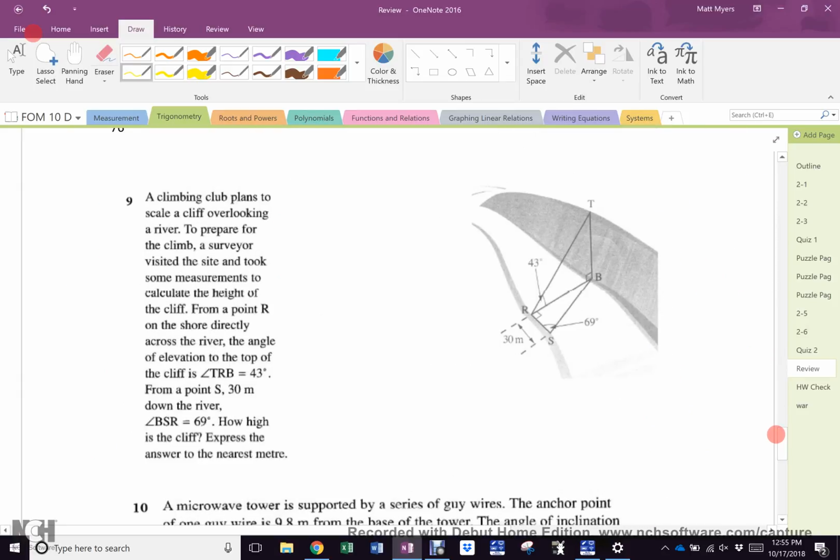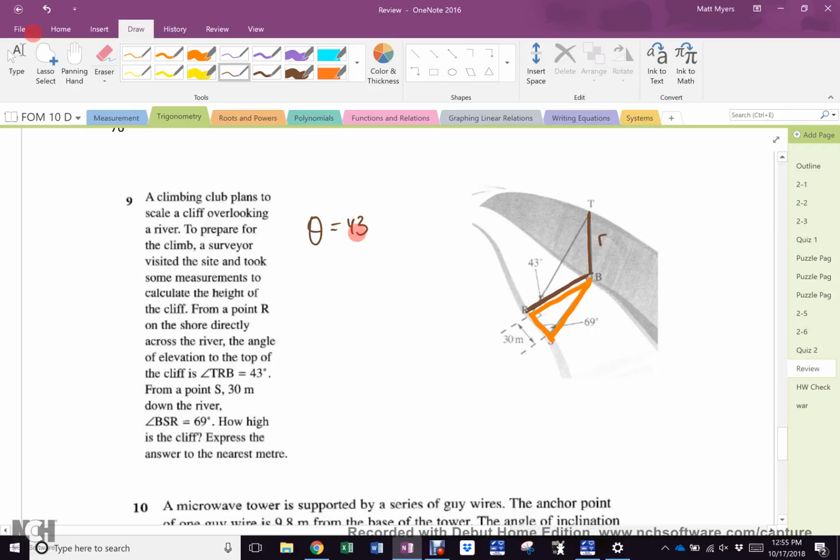Number 9. I had this triangle, and I had this triangle. The final answer is up here, little r, correct? So to find little r, I need 2 pieces of information. I have a theta for little r, it's 43, right?